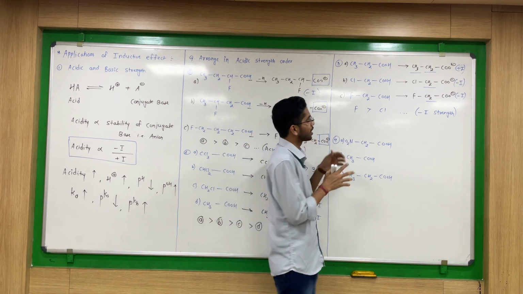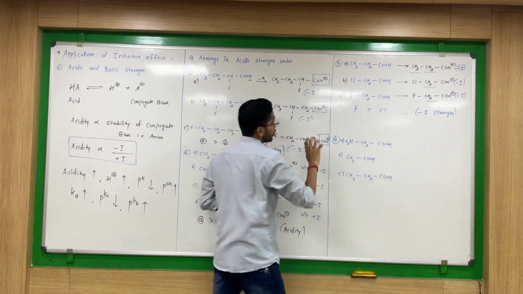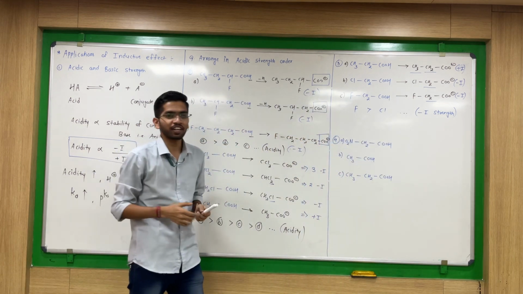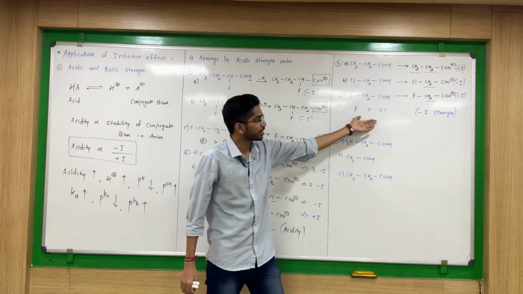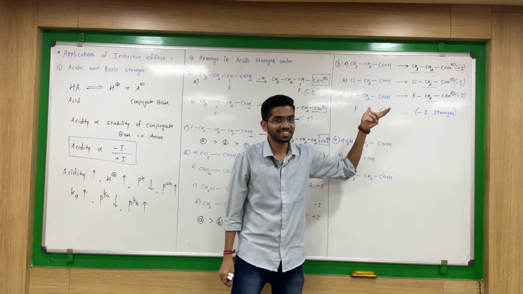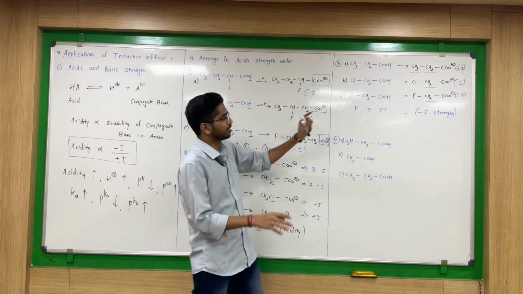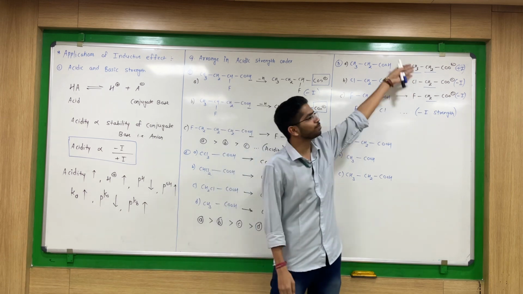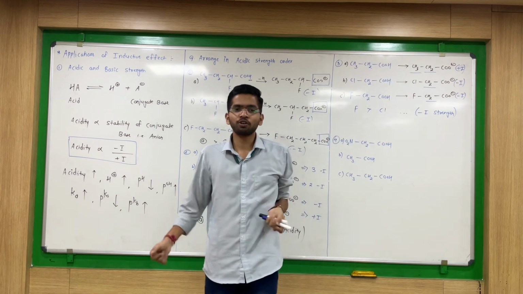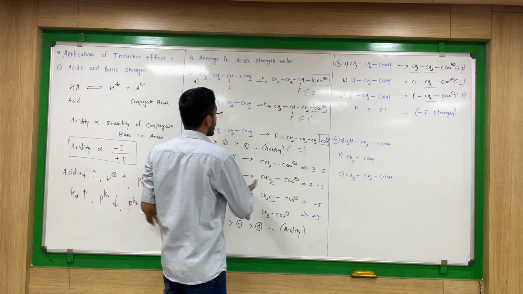Now next thing, Cl is there, fluorine is there. Who has more strength of pulling that electron density? Obviously we have seen that fluorine has more minus I strength than chlorine. So what is the acidity order here then? I just find out which one is more stable. The one which is more stable is more acidic in nature. So how to find out that stability? This is what we are learning here.